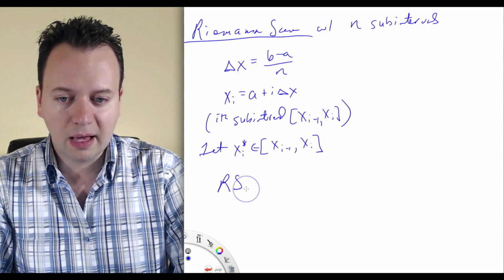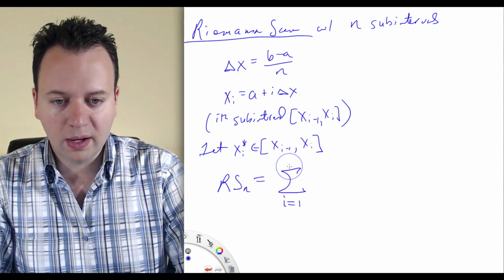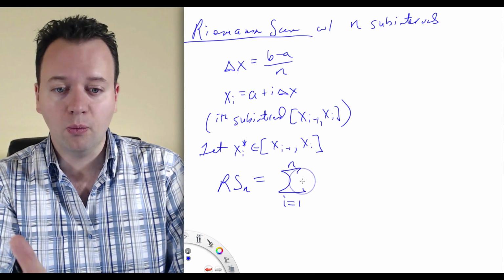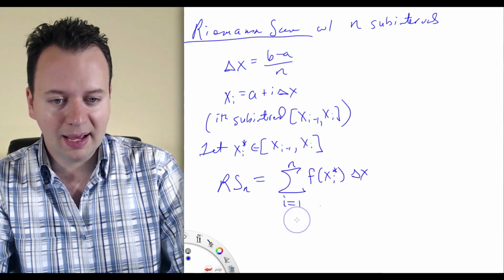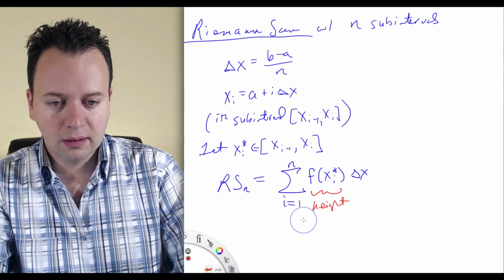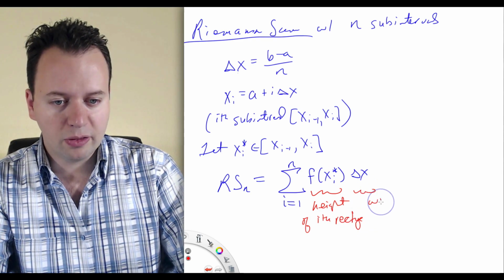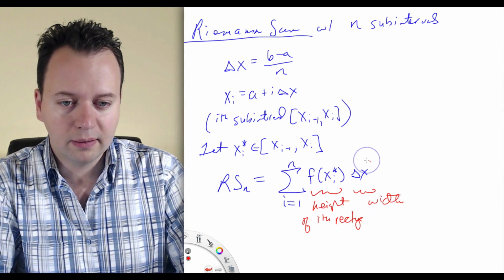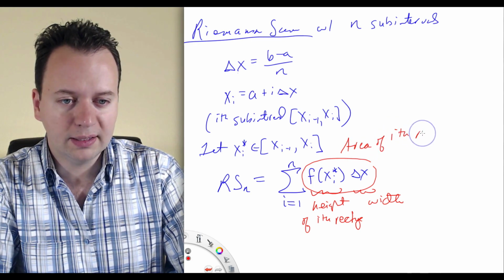So our Riemann sum with n subintervals is going to be the sum i equals 1 to n. So we want to sum up n of these because we have n rectangles, so we'll sum from 1 to n. f of x sub i star times delta x. So this is the height of the ith rectangle, and then this is the width. So when we multiply height by width, we get the area.